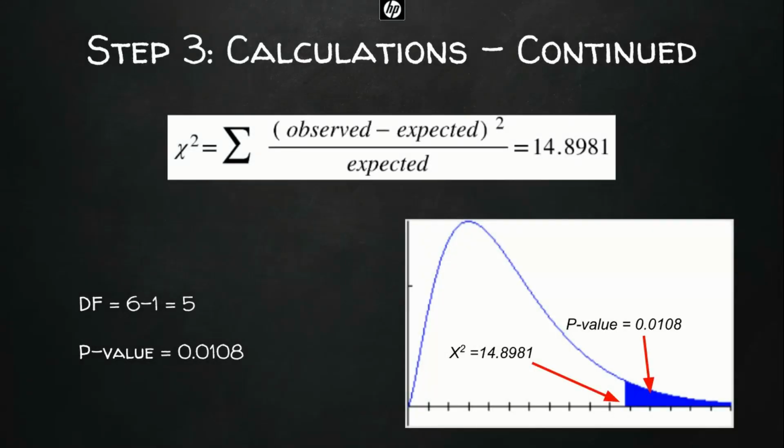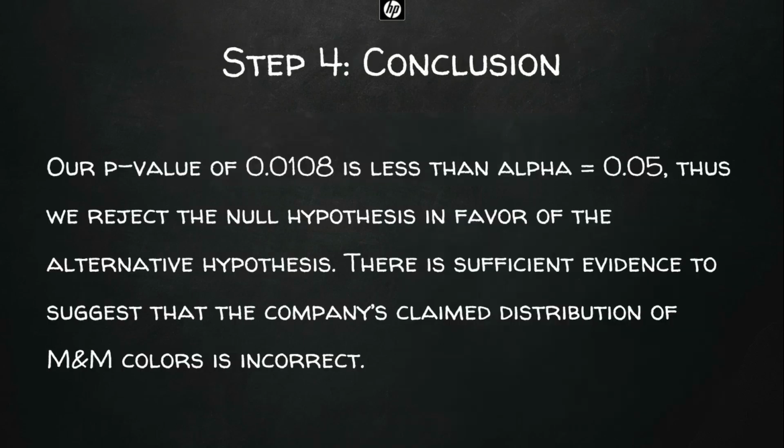When we add those all up, we get 14.8981. We have a degrees of freedom of 5. So plugging that into our calculator for the chi-square CDF, we see that our p-value is 0.0108.